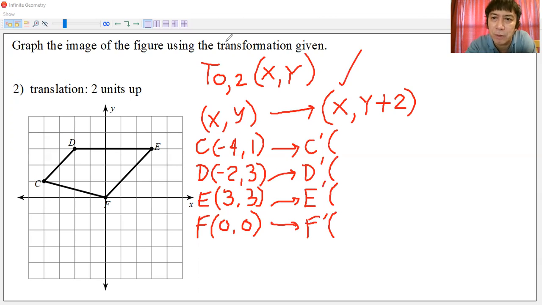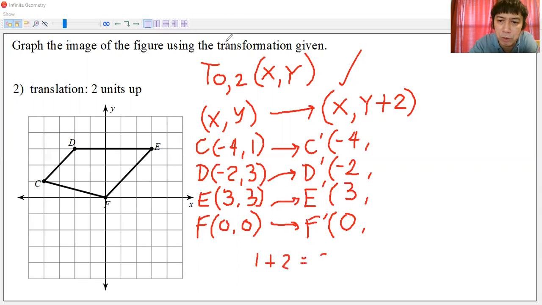Okay, according to the rule, the x values will remain the same. So this is negative 4, negative 2, 3, 0. There. And we have y plus 2. So that means we're going to add 2 units to each value of y. All right, let's go back to our point C. Our y value for point C is 1. So 1, we add 2. That should be 3. So our value here is 3.